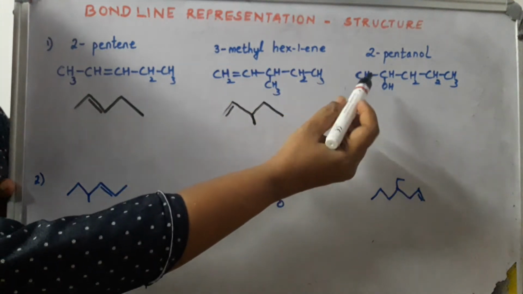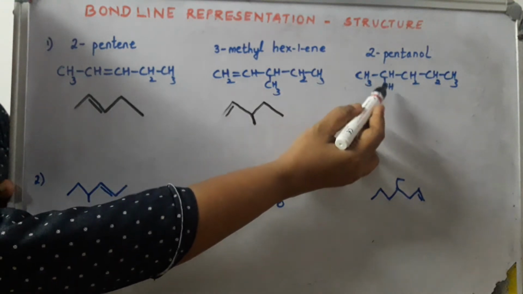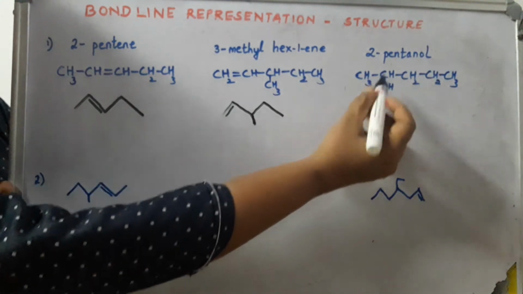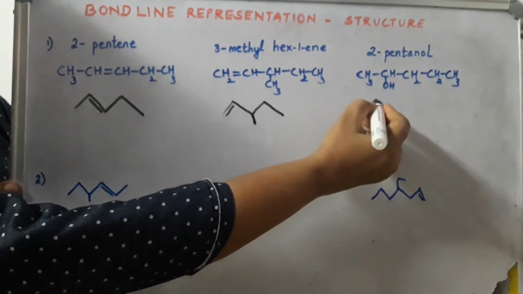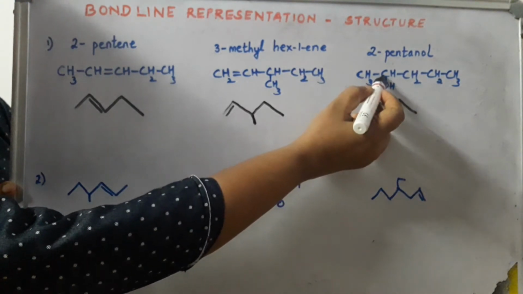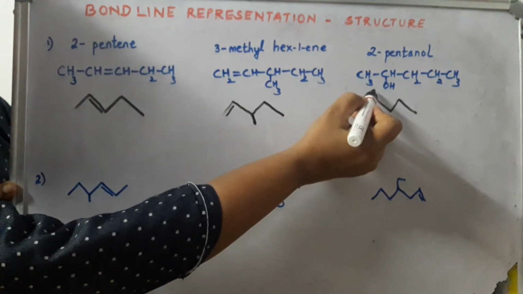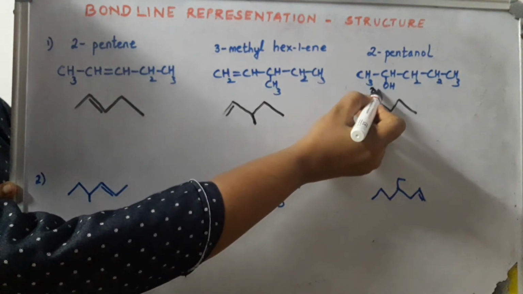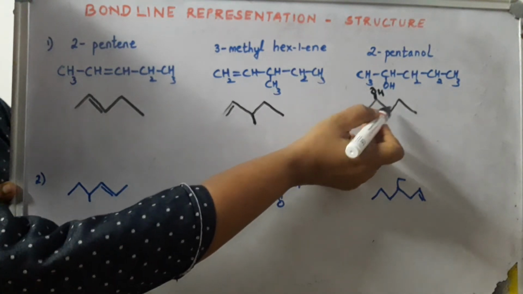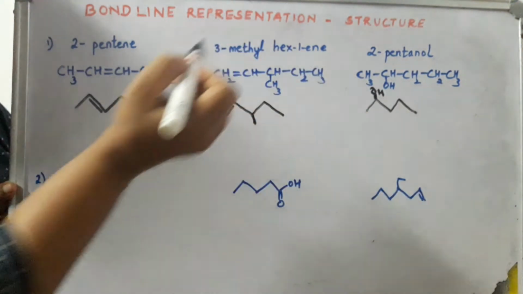Now look at the next one, 2-pentanol. Here the OH group is coming on the second carbon, and how many bonds are there? 1, 2, 3, 4. Again 4. Now on the second carbon you can see there is an OH group. So put a bond, but you have to show OH here. So OH has been represented. The other carbon atoms are satisfied with hydrogen, and that's how 2-pentanol is represented.